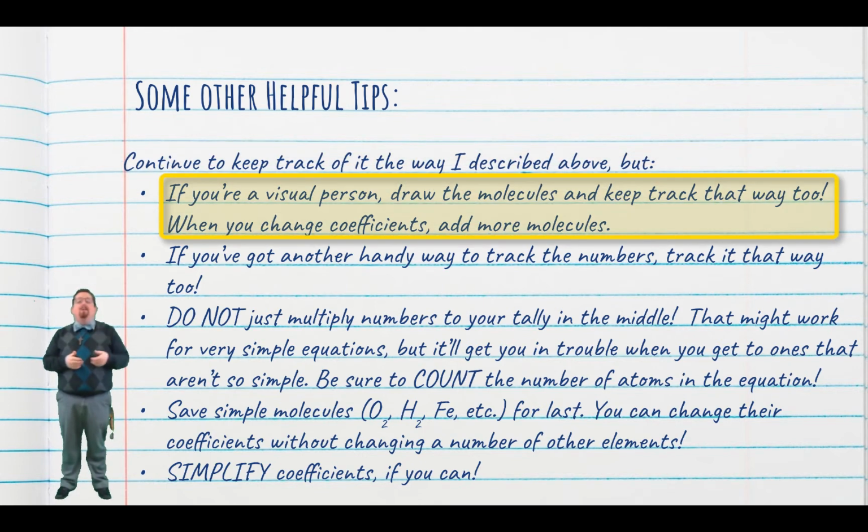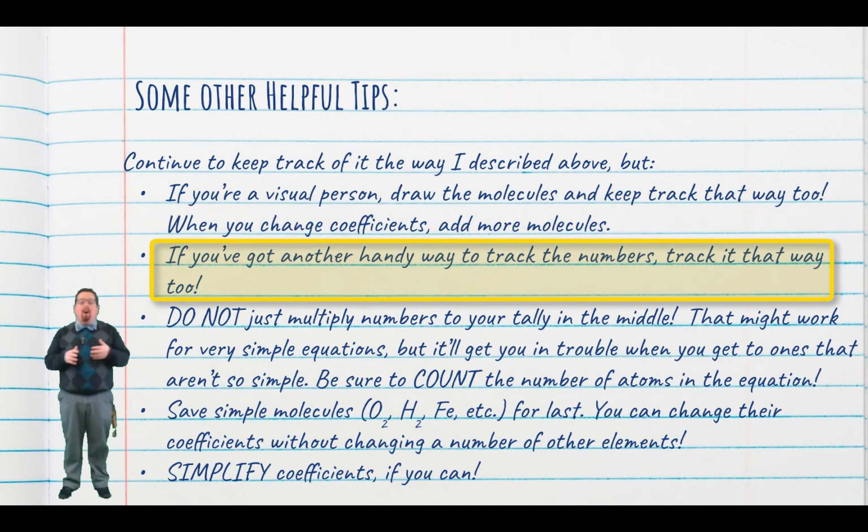If you're a pretty visual person, go ahead and draw the molecules as you balance. Remember to start out with 1 of each molecule because no coefficient means 1. And then as you change coefficients, draw more molecules. Seeing those molecules and the atoms within them is extremely helpful to some people. If you've come up with your own way to track the numbers that works, feel free to also use that way.